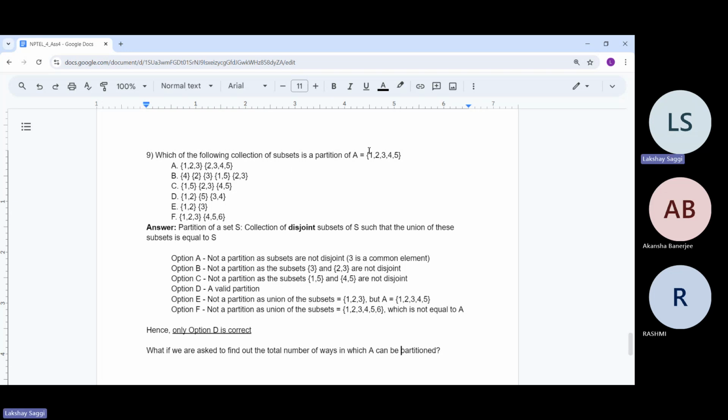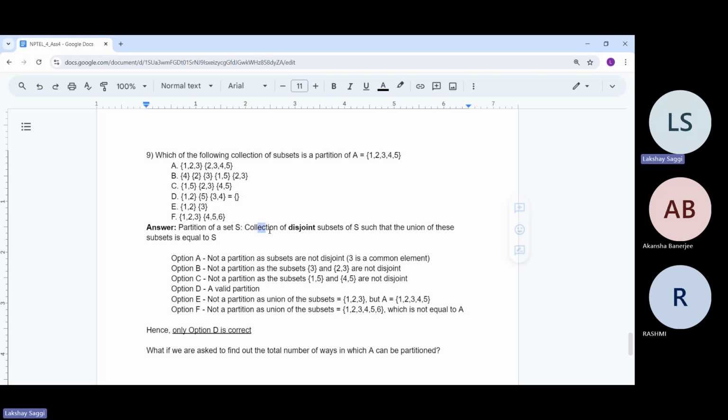Okay, so we see this set A and we want to find out how many possible partitions of A are possible. For example, this is a valid partition, the option D, {1, 2, 5} and {3, 4}. Another possible partition could have been we took all these 1, 2, 5 together and this 3 and 4 separately. So note that one thing that this partition is actually equivalent to.